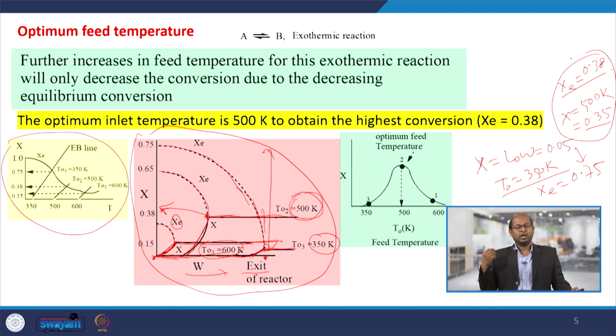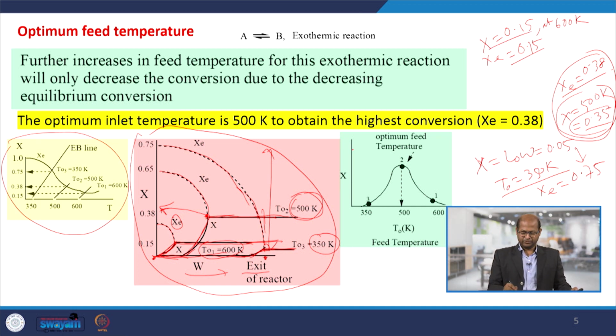Therefore, we will choose the feed inlet temperature in such a way that we get close to the equilibrium conversion, but the conversion should be as high as possible compared to the other conversions. At 600 kelvin, that was 0.15, and the equilibrium conversion was close to that value, let us say 0.15 that we are getting.